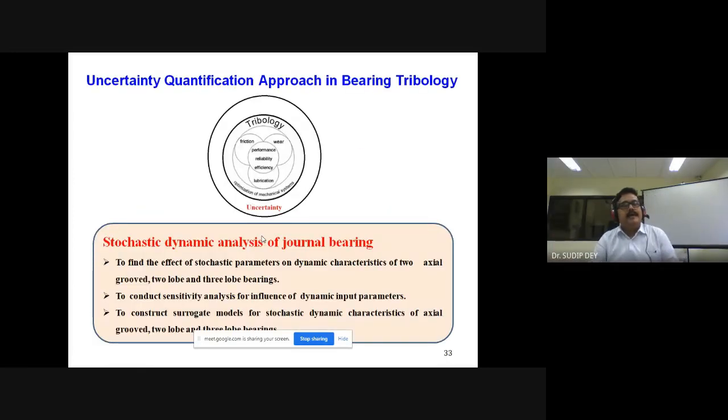Now, for our analysis, what can we do? We have done the stochastic dynamic analysis of the journal bearing, wherein we found the effect of stochastic parameters on the dynamic characteristics of two axial groove, two lobe, and three lobe bearings. We conducted the sensitivity analysis to find which parameter is the most influencing parameter. And we constructed the surrogate model for stochastic dynamic analysis. This work is the entire work of my two students. One was an M.Tech student who has already passed out, and another is a PhD student who is carrying out this task.